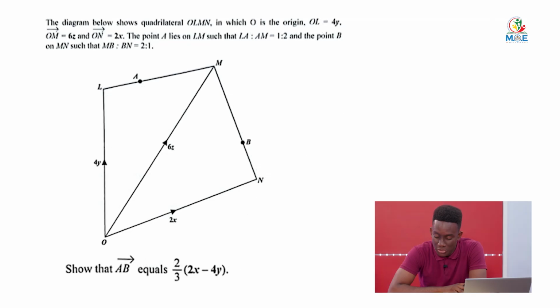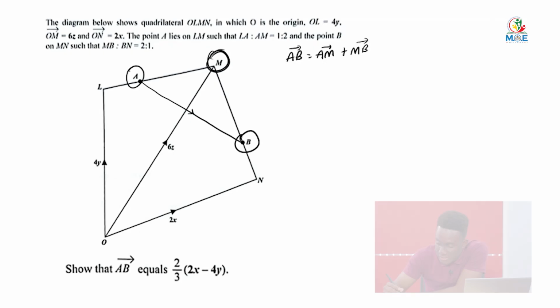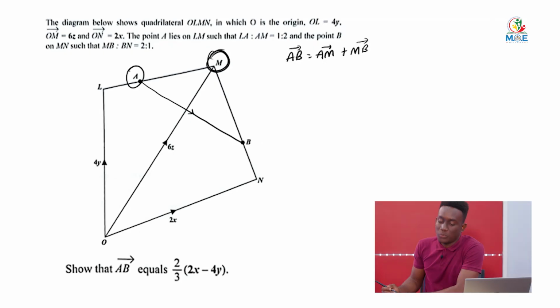The next question says, show that AB equals 2 over 3, and in bracket we have 2x minus 4y. So you want to show that AB is equal to this. We know AB would be from A to B. So let's see how we can find AB. We have to move from A to M, and then from M to B. So this is the triangle that we need to draw. But we don't know any of those things. We don't know what AM is, nor do we know what MB is.